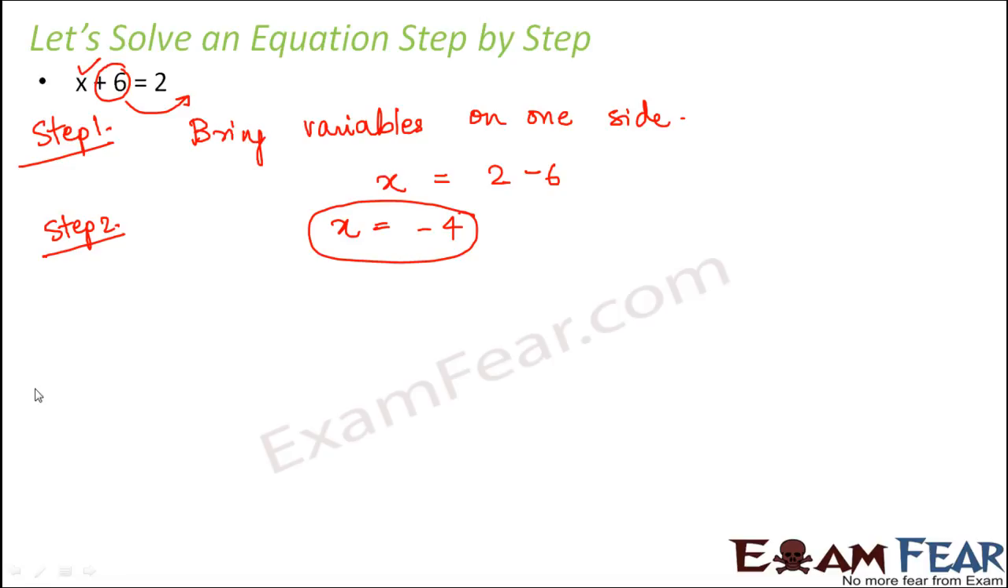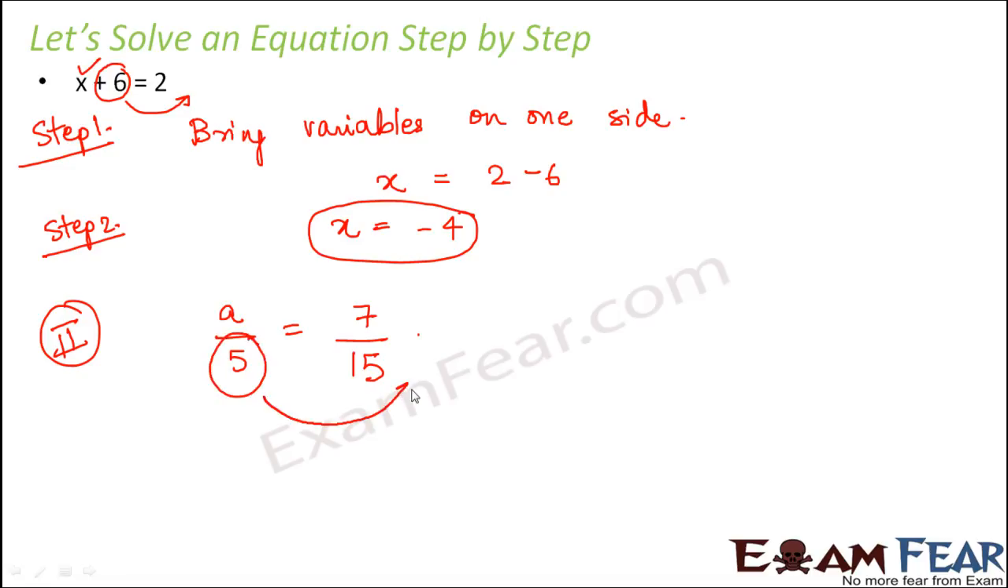Let's take another example. A by 5 is equal to 7 by 15. You have to find out the value of A. So what will you do? In this case, let's move the constants to one side. For that, we need to shift this 5 to this side. So this is divided by 5. The moment it goes to the right hand side, it becomes multiply by 5. So this becomes 35 by 15. So 35 by 15 is the value of A. If you put A as 35 by 15, LHS will be equal to RHS.